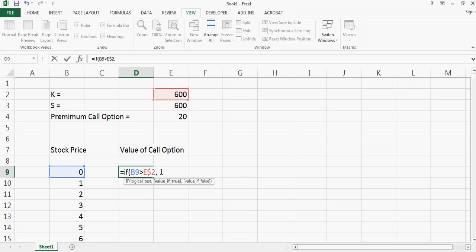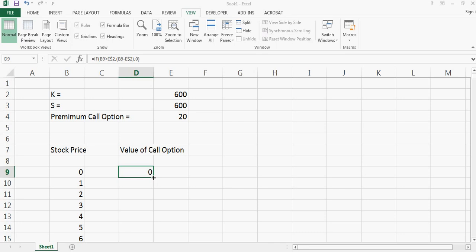So if this is true, what should happen? Then the profit is equal to stock price minus strike price. Again, I put a dollar sign here, and a dollar sign here. And if it's not above the strike price, then the profit is zero. And then I close the bracket. So this is the value of the call option.